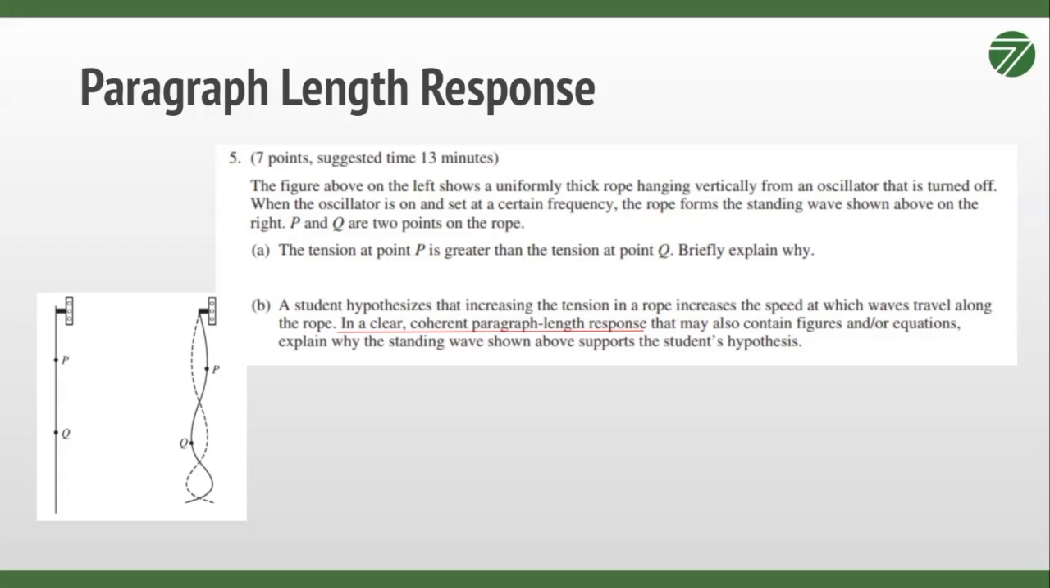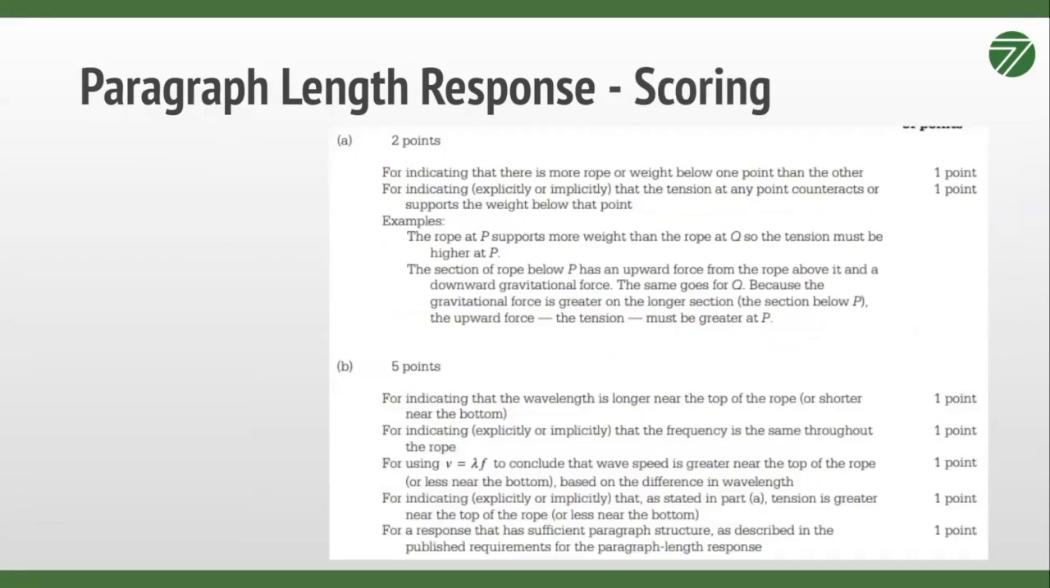Let me give you an example of the grading rubric that they would use on this question. Again, like I said, it's usually 2 points for the first prompt and then 5 points for the paragraph. I've seen some where they have just 7 points for the paragraph, but that's very rare.